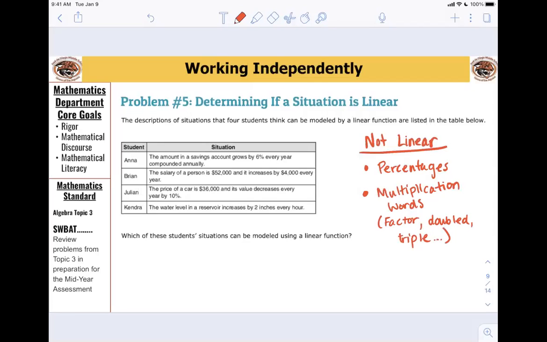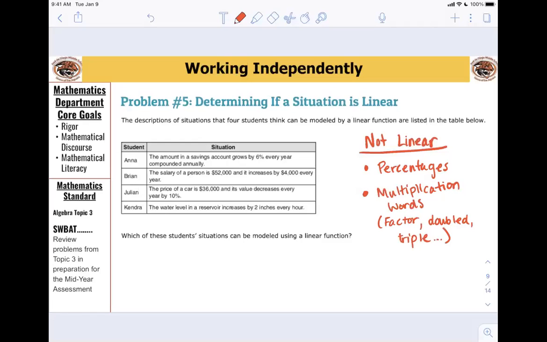Any of those words, if it's growing by multiplication, if it's doubling, tripling, growing by a factor of 5, whatever those words, it's not linear. Because linear has to add and subtract. It grows by a constant rate, so you can only work with addition and subtraction. So in this case, where do we see a situation that would not be linear and why?